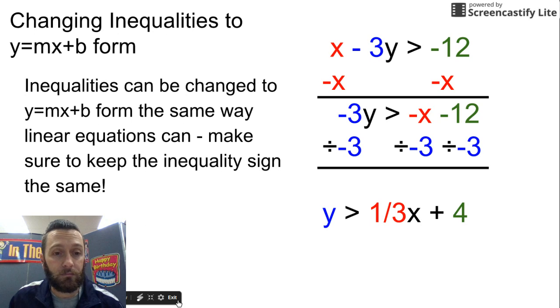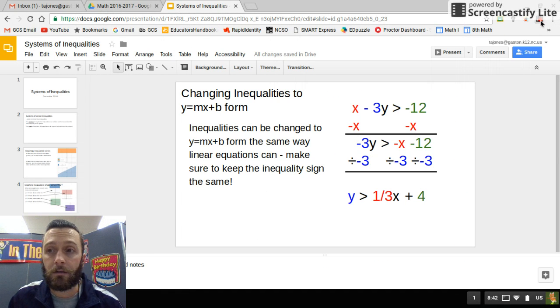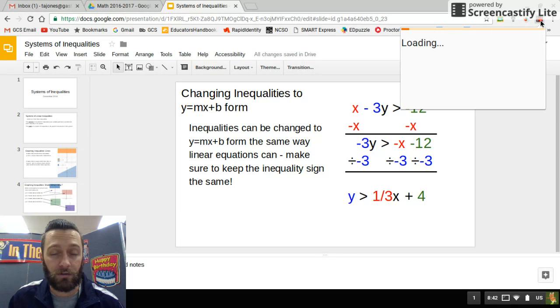And that's it. You can use all the other stuff you've used for systems of equations to be able to solve systems of inequalities.